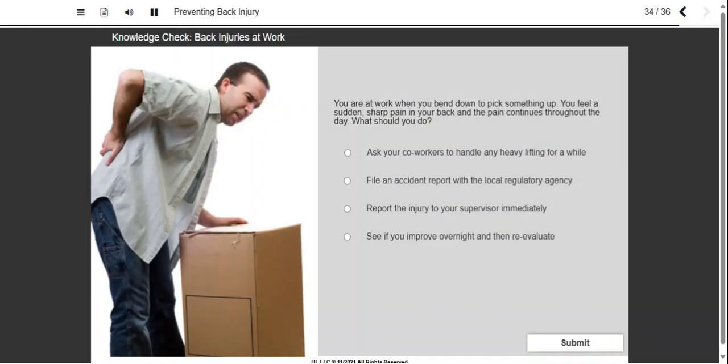You are at work when you bend down to pick something up. You feel a sudden sharp pain in your back, and the pain continues throughout the day. What should you do?